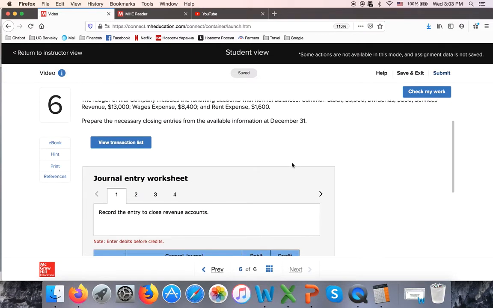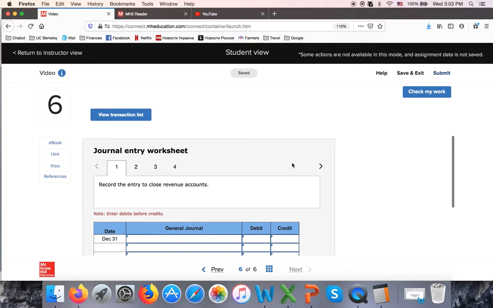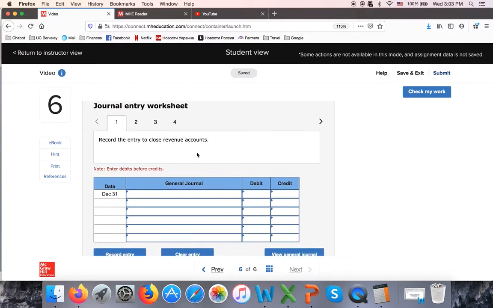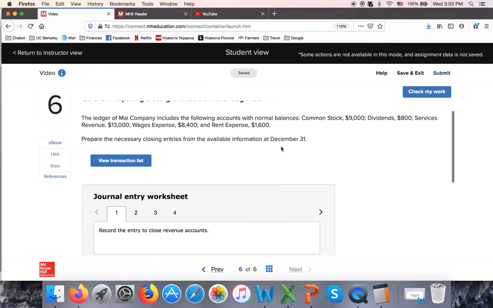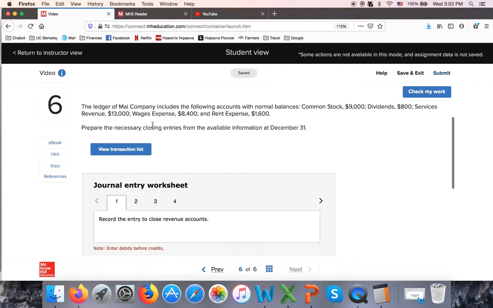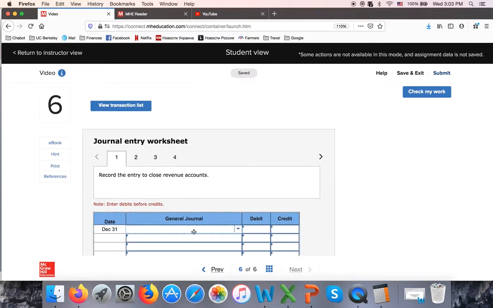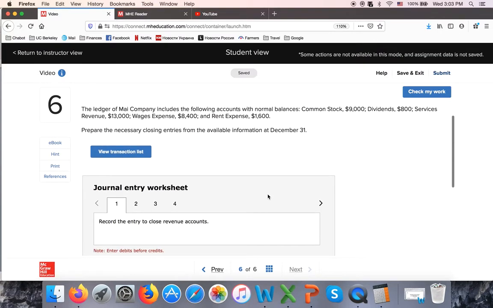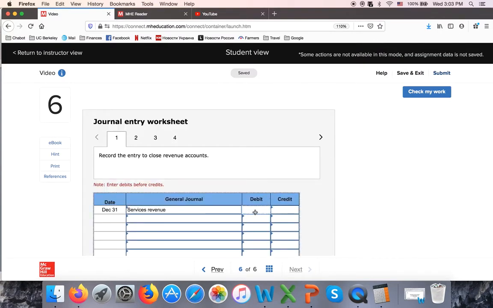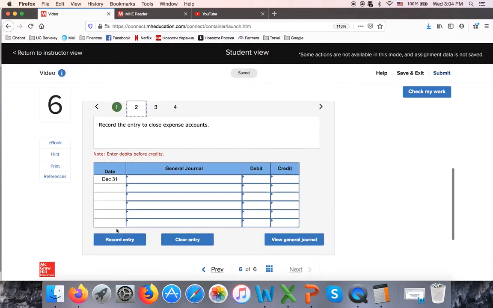Prepare necessary closing entries. So the first step is to close revenue accounts. I have the service revenue of 13,000. So I'm going to debit service revenue 13,000, which makes it zero because the normal balance is credit. Where do I move it? Income summary. That's your first entry. Record entry.